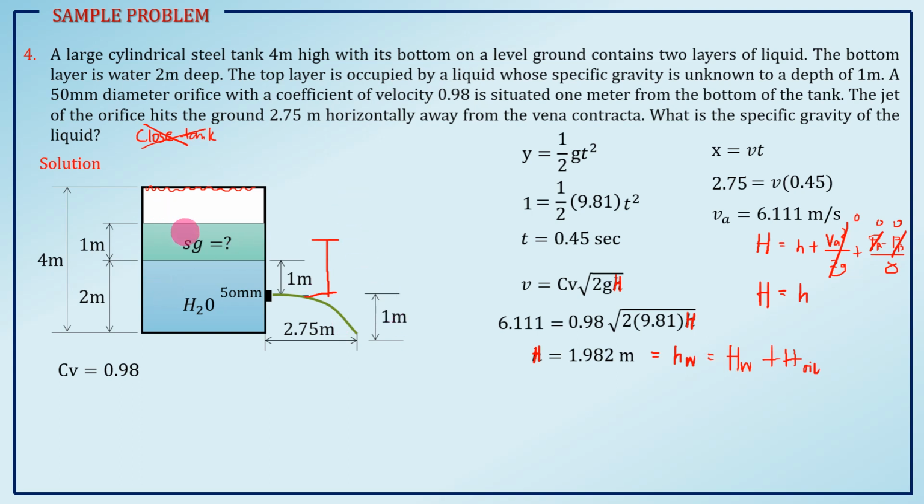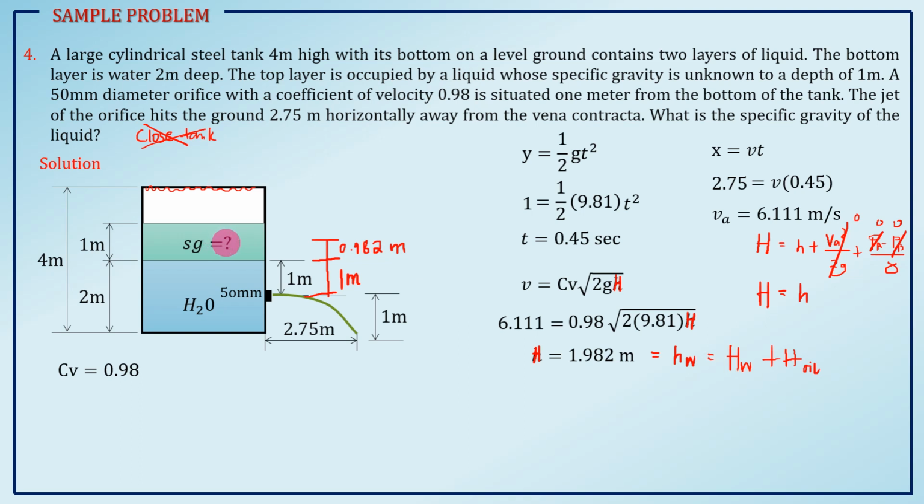Kapag water lang, hindi dalawa. 'Di ba? Ang liquid natin na water hanggang dito lang sa 1 meter na to. So, ito talaga yung water natin. Meron tayong natira na, 'di ba, 1.982 minus 1, we have 0.982. So, itong 0.982 meters na to, ayan yung height na para dito sa liquid na to dapat.